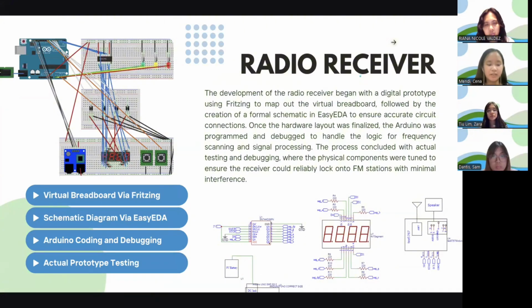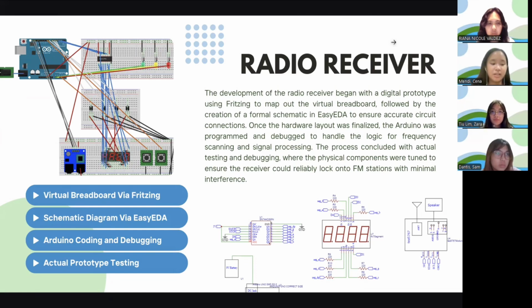For our radio receiver's display, we used multiplexing to control all 4 digits efficiently. A 74HC595 shift register handles the segment signals, while transistors are used to activate each digit during the switching process. For the controls, push buttons are used to increase or decrease the frequency in fixed steps.